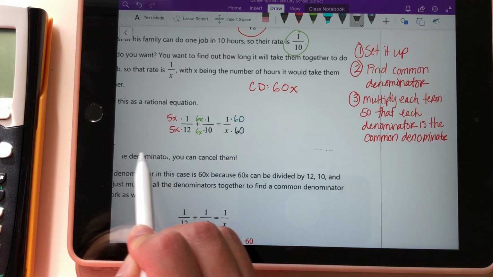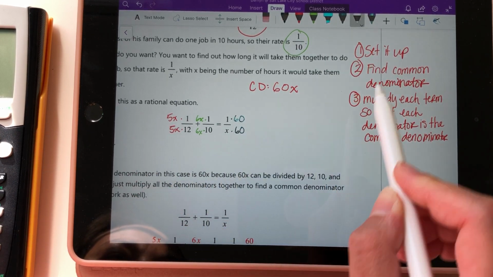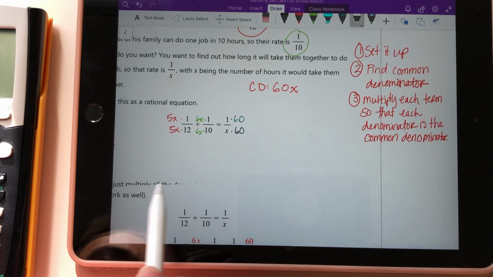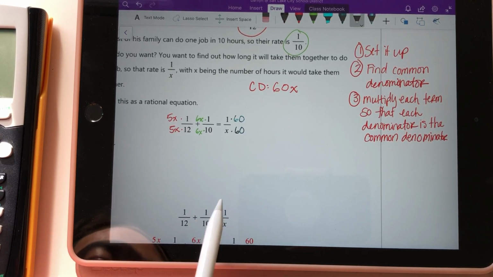So take this time to write down some of the things we've talked about. Write down this process here on the right for solving rationals. I just want us to have more space to work this problem out.